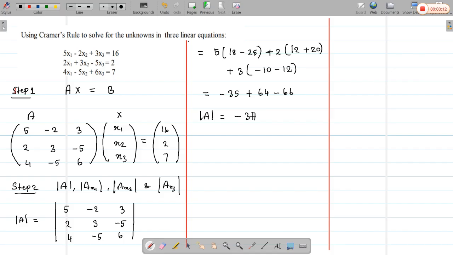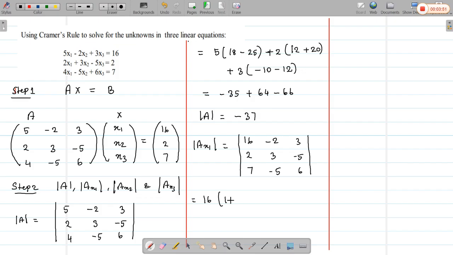Okay to everyone? Now, the determinant of Ax1. What do you mean by determinant of Ax1? We need to replace this x1 column with b. 16, 2, 7; minus 2, 3, minus 5; 3, minus 5, 6. That is equal to 16. Doing direct is okay. It's fine.